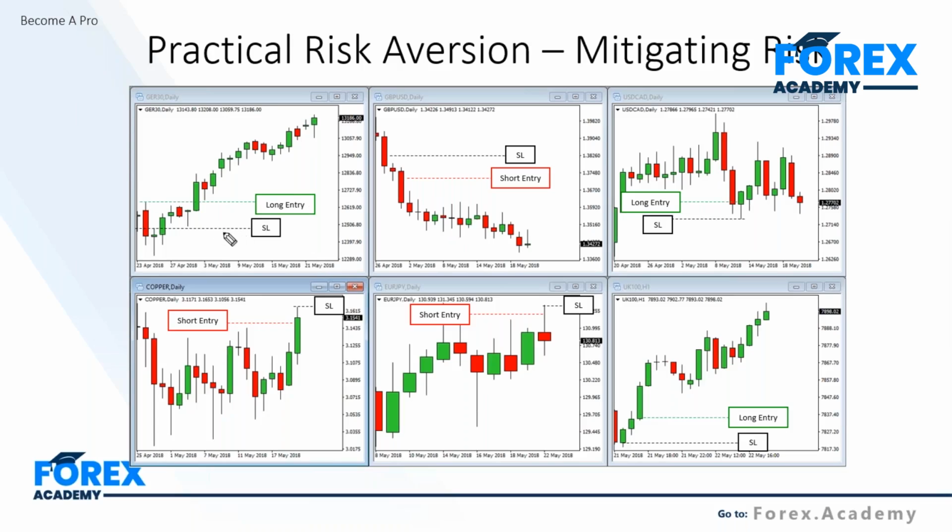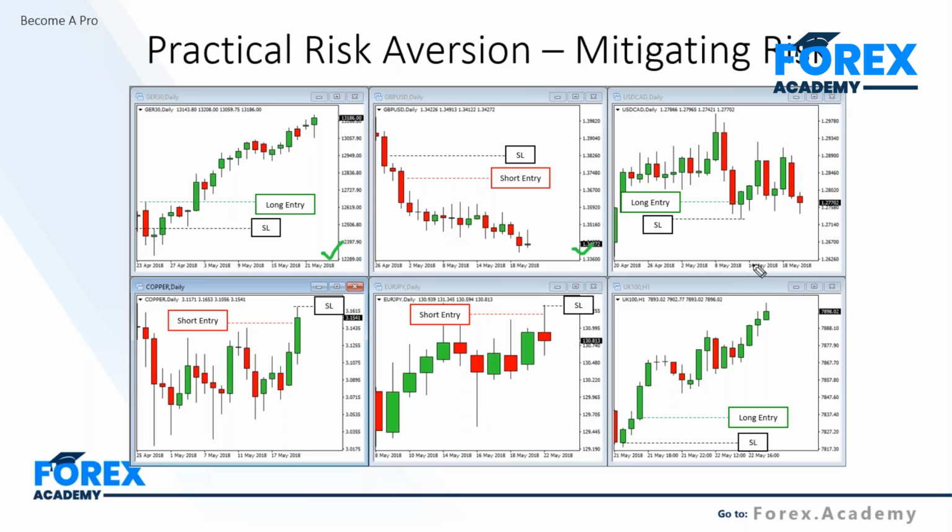Okay, so let's look at the German DAX first of all. We have the German DAX here to the left. I have a long entry here, so I'm long this market, and my stop loss is below the market. Okay, so it's a simple entry point. We are short the cable market, or pound sterling, of course. We've shorted it here. Stop loss is in a relatively good position there.